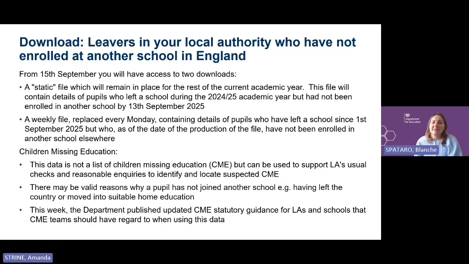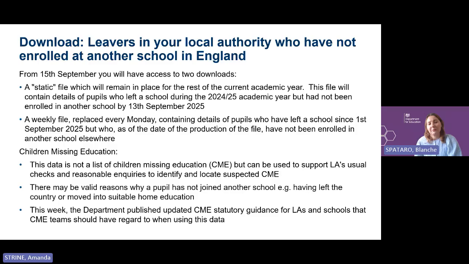In July, we released a new report of pupils of compulsory school age who had left school in your local authority during the current academic year and have not joined another school in England. From the 15th of September, you'll have access to 2 downloads, so from next Monday. A static file which will remain in place for the rest of the current academic year. This file will contain details of pupils who have left a school during the 24-25 academic year but have not enrolled in another school by the 13th of September 2025.